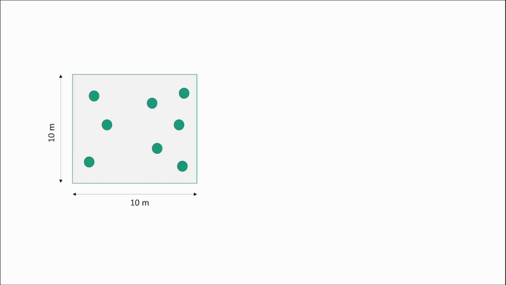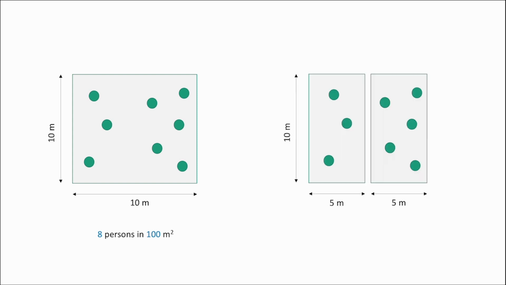The idea is the following. Imagine that you have 8 persons in this room. So we have a room 10 by 10, so it's 100 square meters. And then we have 8 persons in this room. So we can say that we have 8 persons in 100 square meters. Now imagine that we split this room into 2. And now the persons look like this. So we have 2 rooms instead of 1. The overall area of these 2 rooms together is the same. It's 100 square meters. But the area of every single room is smaller now. So now we have 50 square meters in the first room and 50 square meters in the second room, right?